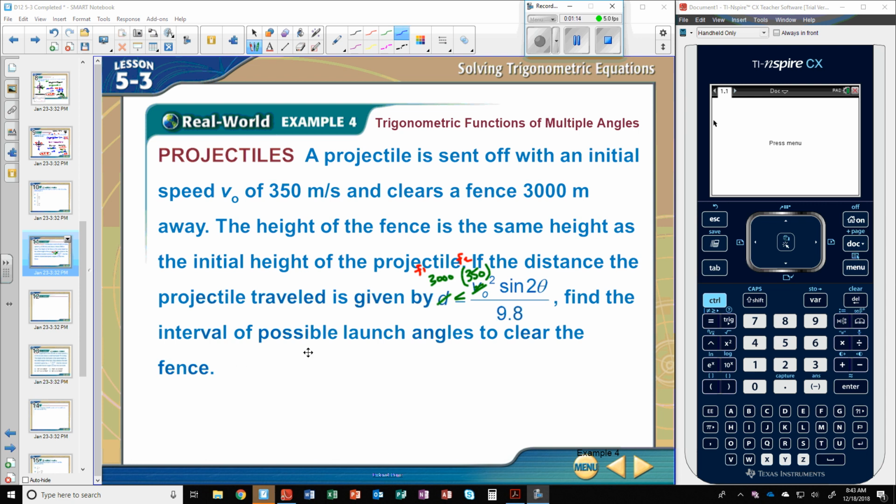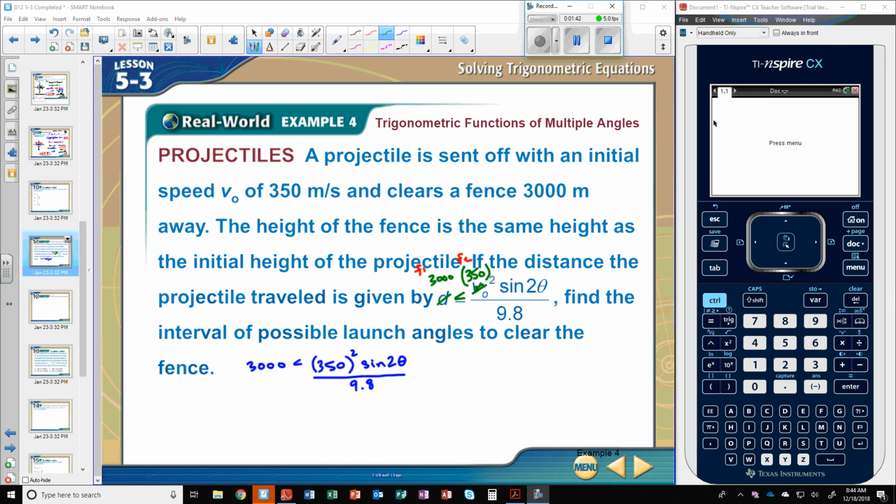So we have this. The first thing I'm going to do is get rid of that 9.8. So this is 350 squared sine 2 theta all over 9.8. And what I'm going to point out is that to really clear the fence, if it was equal to, it would hit the top of the wall. So just to be safe, I'm going to put the symbol that way. That's what I'm going to do here when I solve this.